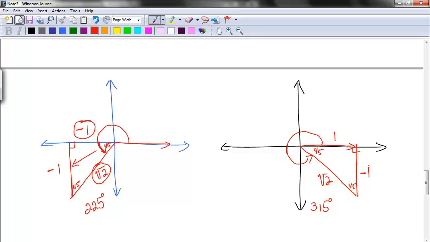Okay, so on the board it says you need to do the table. Okay? And that is a handout.